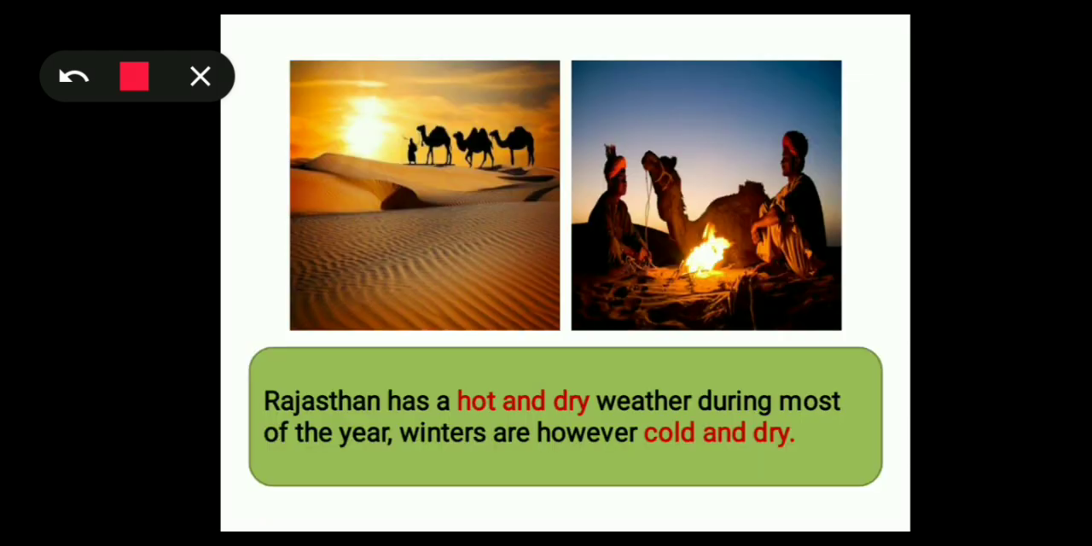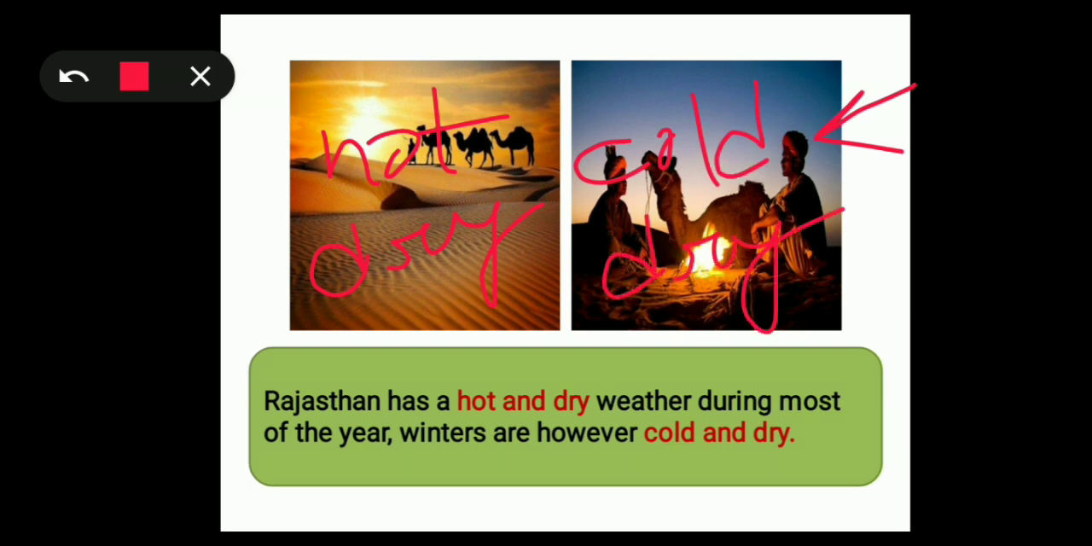When we talk about Rajasthan, Rajasthan has a hot and dry climate during most of the year, and winters are cold and dry. Okay. So how is the weather of Rajasthan? Either it is hot and dry or cold and dry. So most of the part of the year it is hot and dry. Okay, understand? Okay.